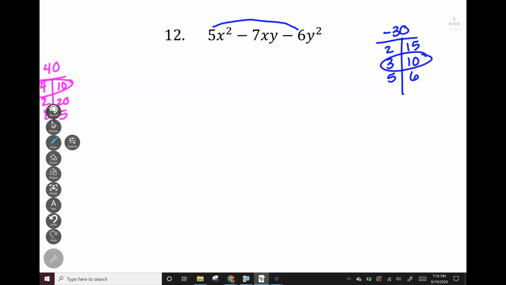It's going to be our 3 and 10. Since we need one of the numbers to be negative, that'll be the 10, so that they add to negative 7. Splitting this up into negative 10xy plus 3xy. Okay, grouping our first two and our last two. GCF for both.